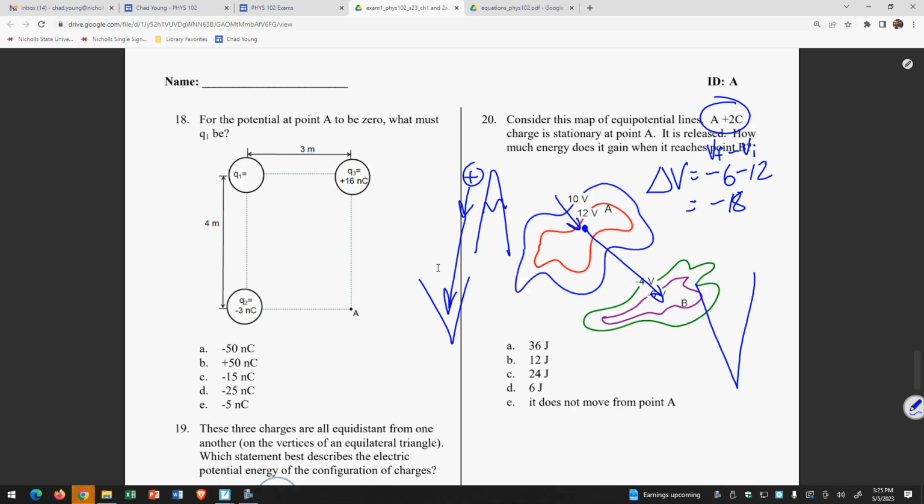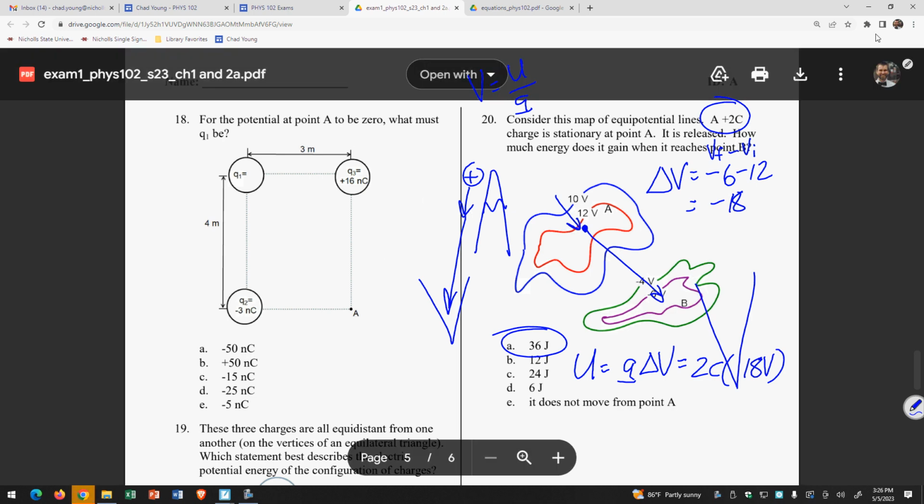The energy that it gains, I'm going to call it U, is equal to Q times delta V. If you remember, V is energy per charge, so that's just a rewriting of that equation. I think that is on your equation sheet, by the way. So I have 2 coulombs times my change in potential, which was 18 volts. So it's going to be 36 joules. But you do need to know how to read those topographical maps. I think there was another question that was similar to this, where it's a potential map, and it's like a topographical map.